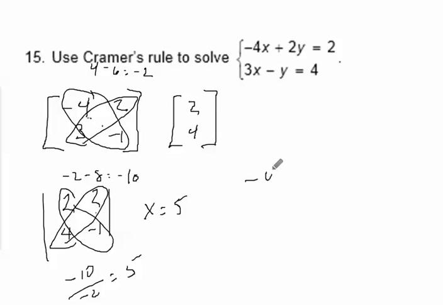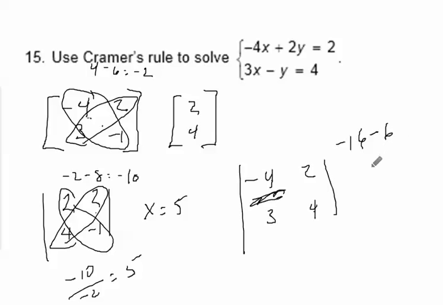Let's do the same thing, only replacing the second column. So I've got negative 4, 3. I'm going to find the determinant of this. Negative 4, 3, and 2 and 4. I'm going to do negative 4 times 4. That's a negative 16 minus 6. That's going to be a negative 22 divided by a negative 2. It's going to give me 11. Y equals 11.